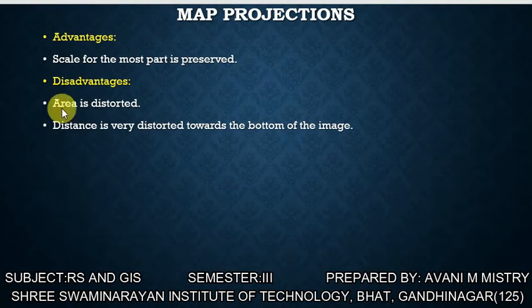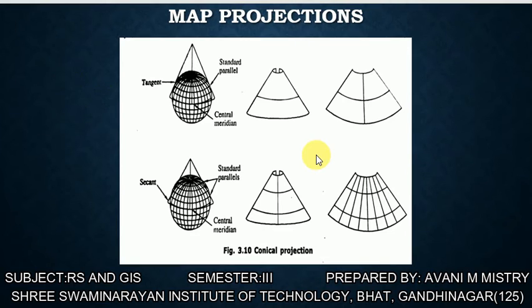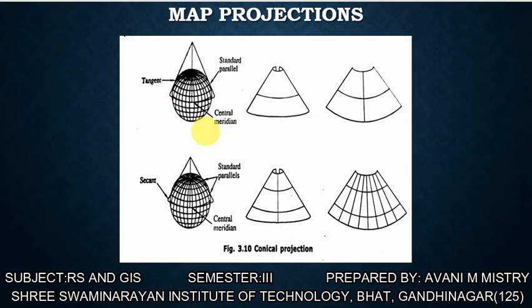In map projections, scale for the most part is preserved and area is distorted. Distance is also distorted towards the bottom of the image. This one is called a polyconic projection.